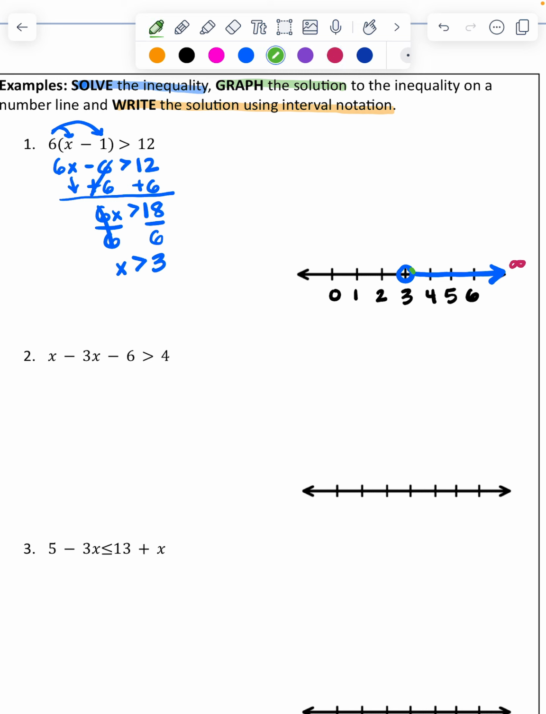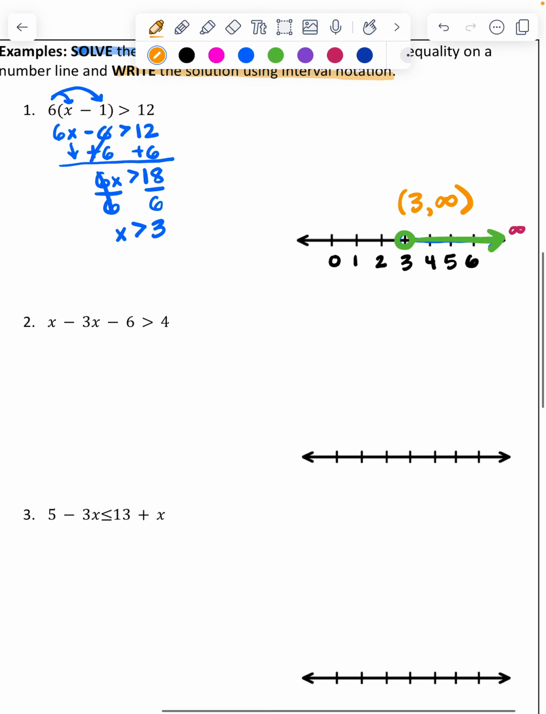I'm going to actually change this to green. And then now I need to write this using interval notation. So the 3 has an open circle, so that tells me to put a parentheses by the 3. And because my arrow is pointing up the number line, positive infinity with a parentheses goes on the right.